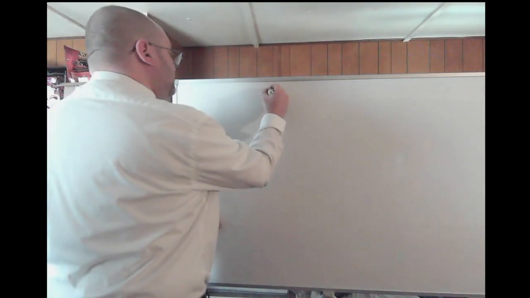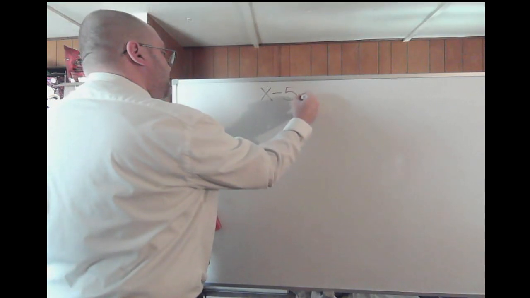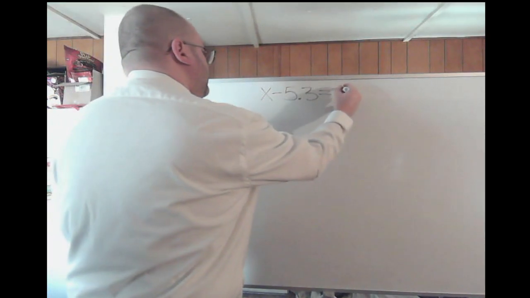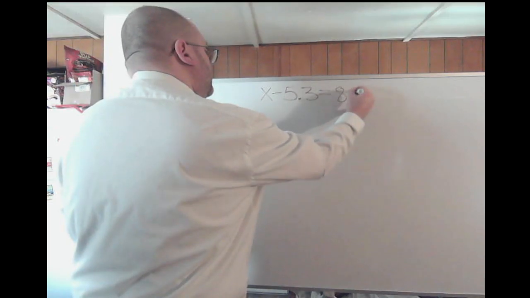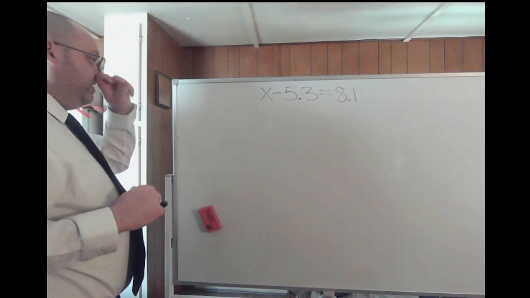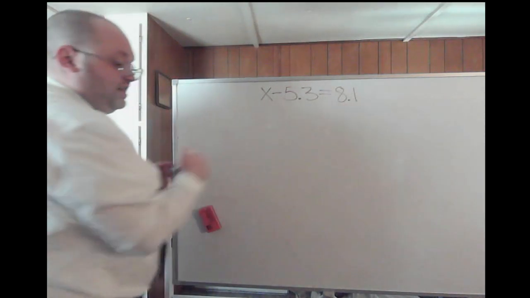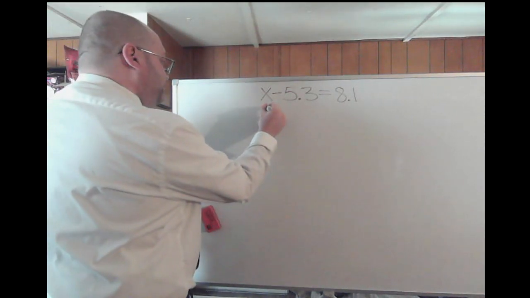Alright, back to a little bit of an easier one. x minus 5.3 equals 8.1. So we have x minus 5.3 equals 8.1. Okay, we want to get x by itself. We have a minus 5.3, so that means we need to add 5.3.